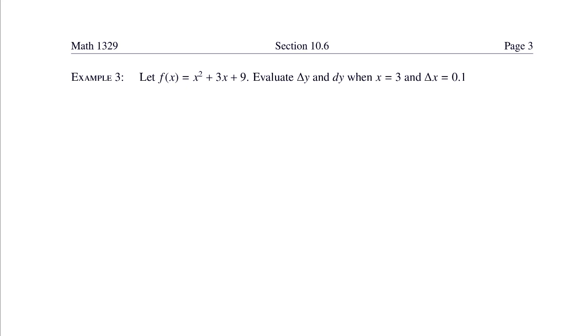Let's do the delta y first. Now remember, delta y is an exact difference. So this is finding the exact difference. So delta y is equal to f of x plus delta x minus f of x. So the x represents a starting point. The delta x represents how far over to the right or left if it's negative. But in this case it's positive, so it's right of the point that you're considering.